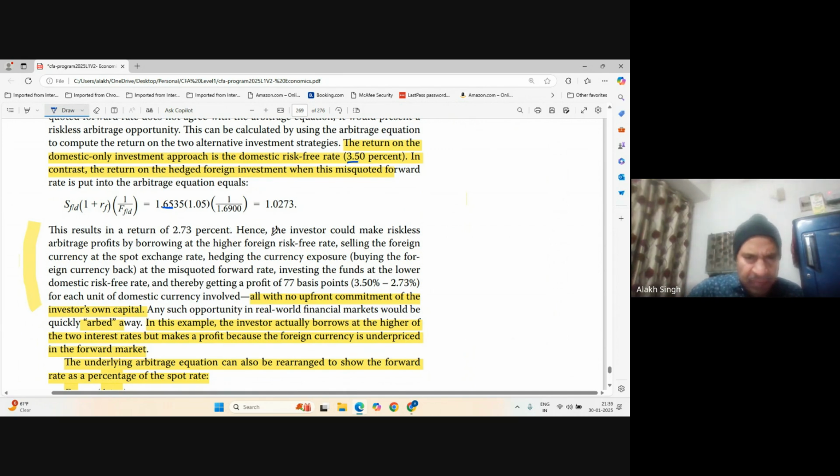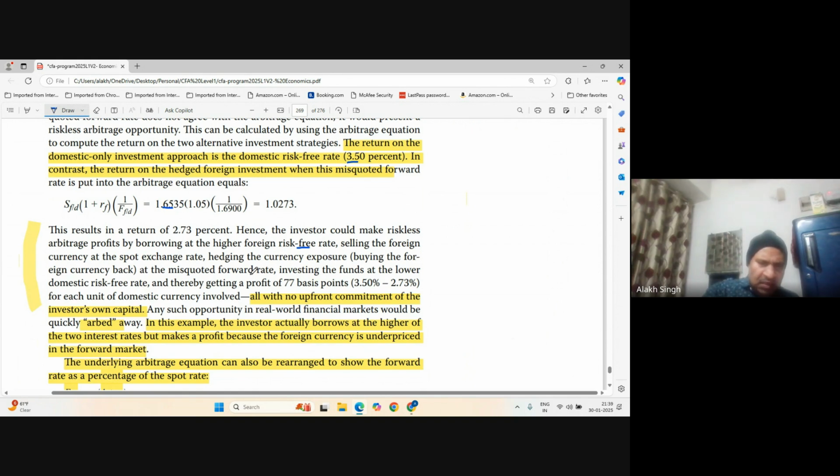So what will happen? The investor would make a riskless arbitrage profit by borrowing at the higher foreign risk-free rate. He will borrow at the 5% risk-free rate, sell the foreign currency at the spot exchange rate, and hedge the currency exposure, meaning buying the foreign currency back at the misquoted forward rate.